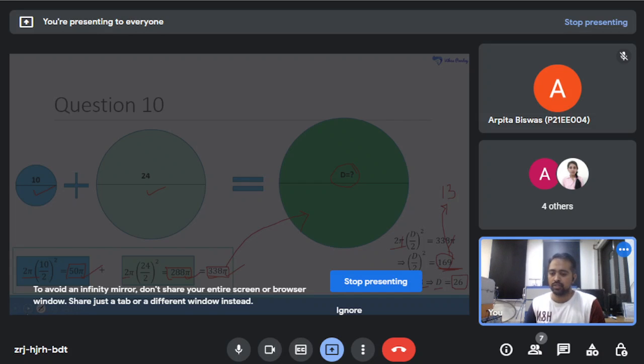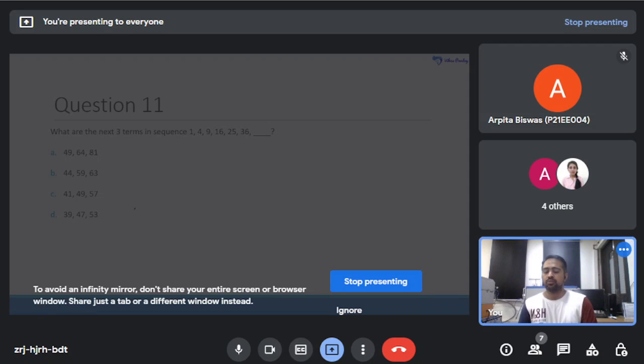This is the last question. Okay. So this one I think you will be able to easily get. What are the next three terms of the sequence? 1, 4, 9, 16, 25, 36. So someone can try. Is there any relationship visible?